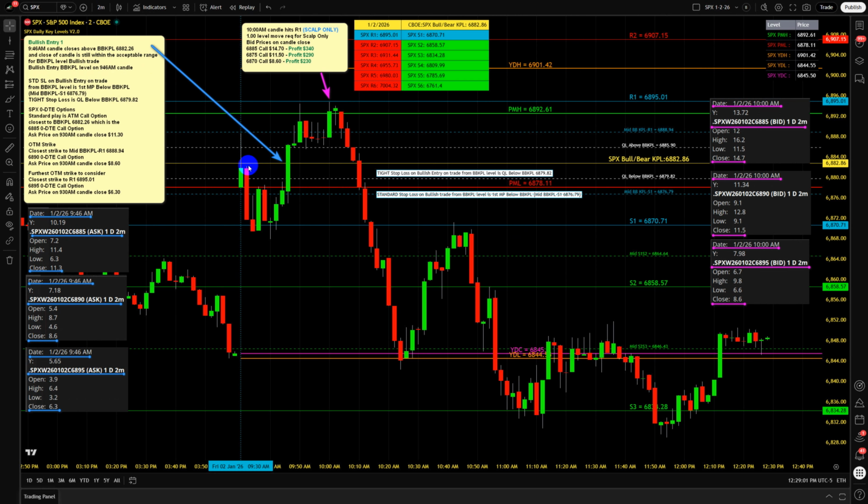Keep in mind, as I mentioned earlier, that if you did not want to take this 9:30 a.m. optional trade, you could instead have waited and just taken a bullish trade off of the S1 level. So just keep in mind that with this particular indicator, it is for level-to-level trading, and you can take trades off of any of the main levels, the bull bear KPL, the R1 through R6, and S1 through S6. However, in following the 9:30 a.m. candle, this is the next trade here, the 9:46 a.m. candle, as the closeout was here on the scalp.